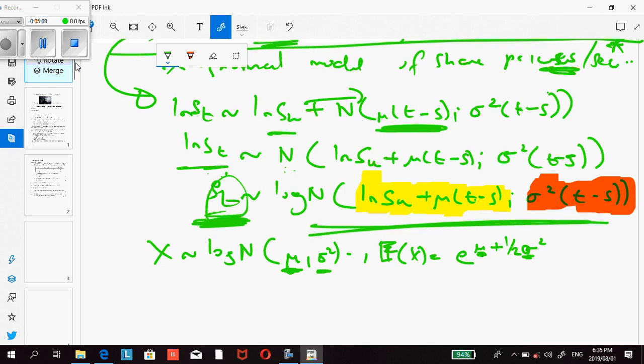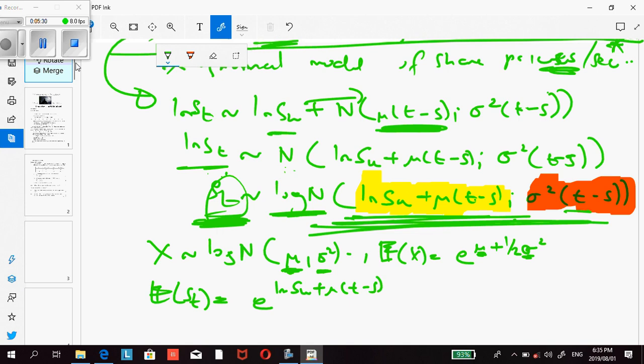So if I have ST being log normally distributed with these parameters, then the expected value of ST will be e to the power mu. Mu for the distribution of ST is this yellow expression here. So it's natural log SU plus mu into t minus s, right? Plus half your sigma squared for the distribution of ST is this expression here in orange. So I'm going to have sigma squared into t minus s.